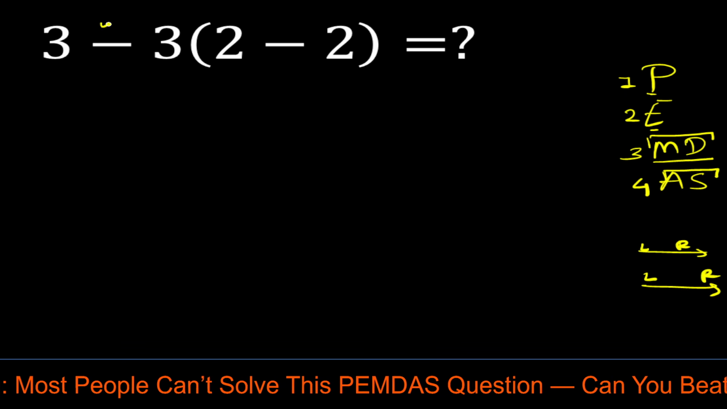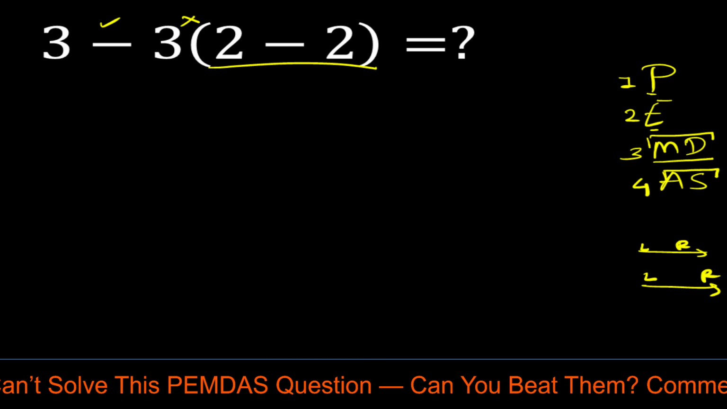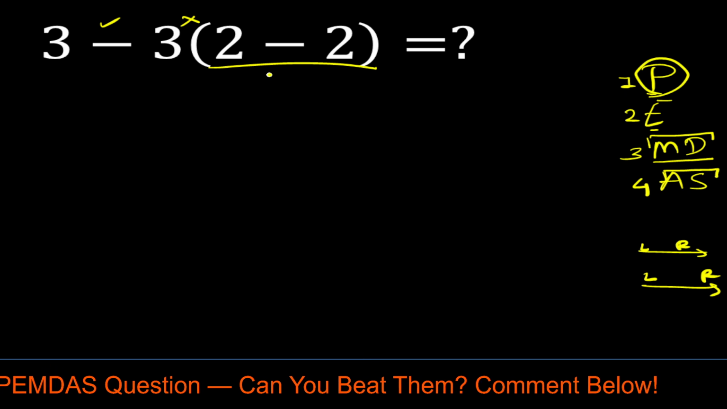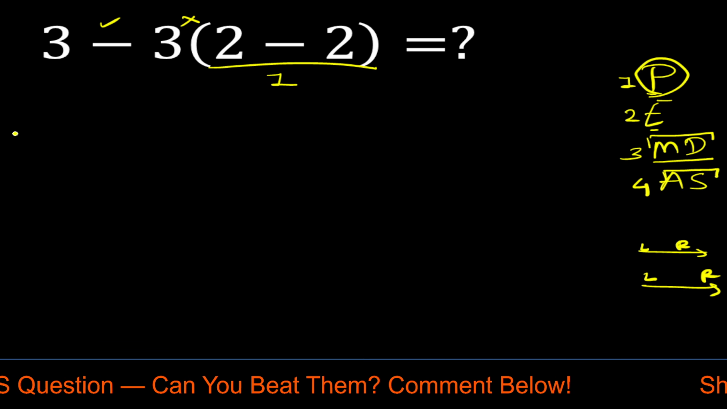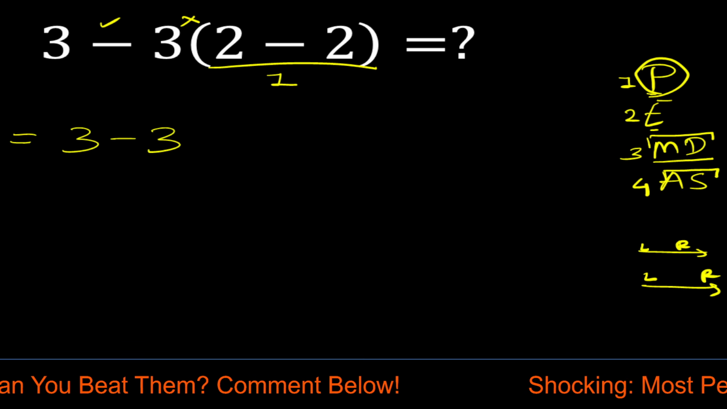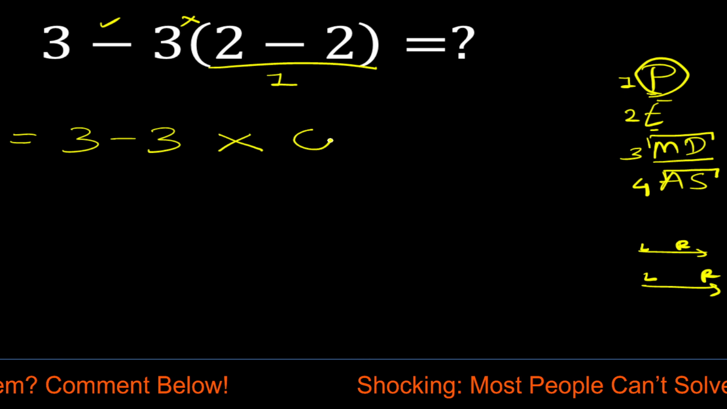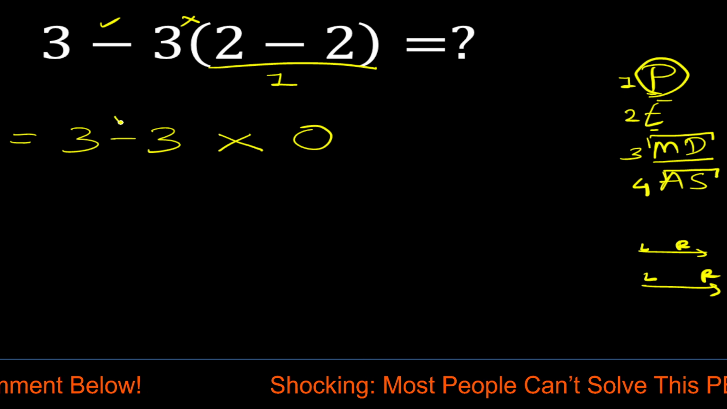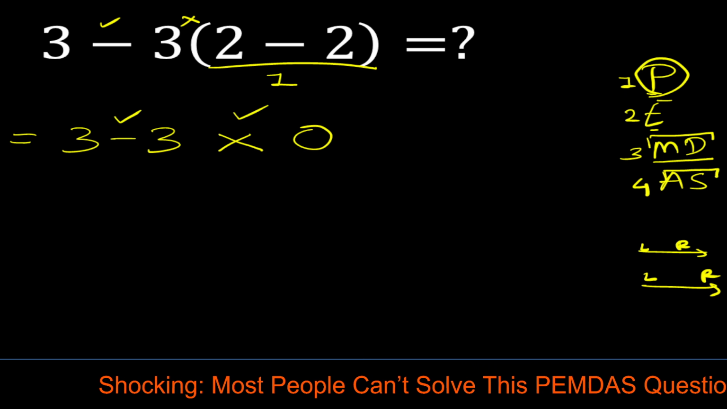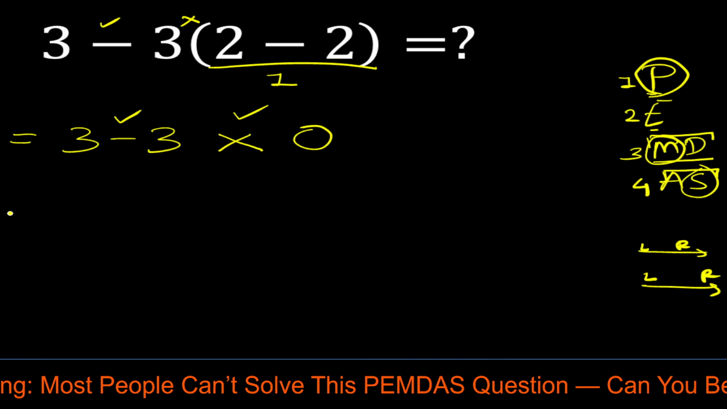So in this question, here we have one subtraction, here multiplication, and here parentheses, right? So according to the PEMDAS rule, first we have to solve the parentheses. So first we have to solve this parentheses. So now 3 minus 3, now solve this parentheses, 2 minus 2 is equal to 0. So times 0, right? Now here we have one subtraction and here multiplication. So according to the PEMDAS rule, first we have to solve multiplication, then we have to solve subtraction, right?